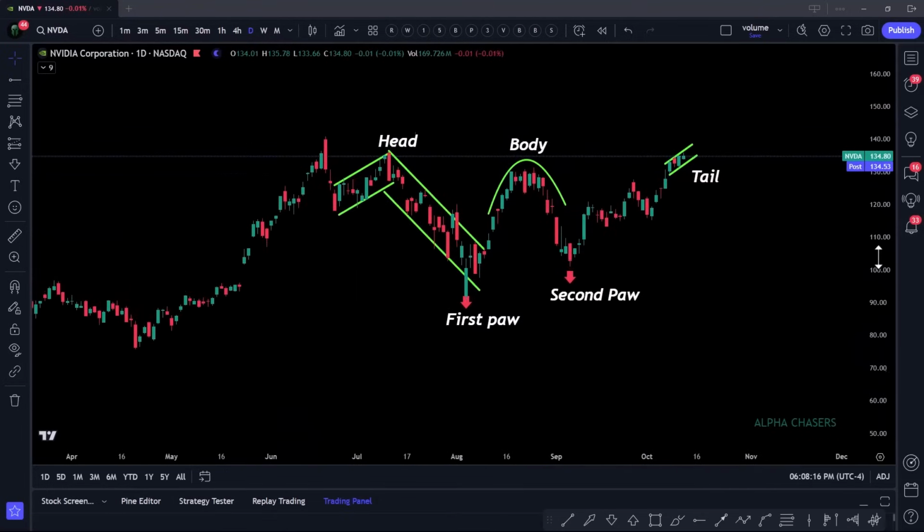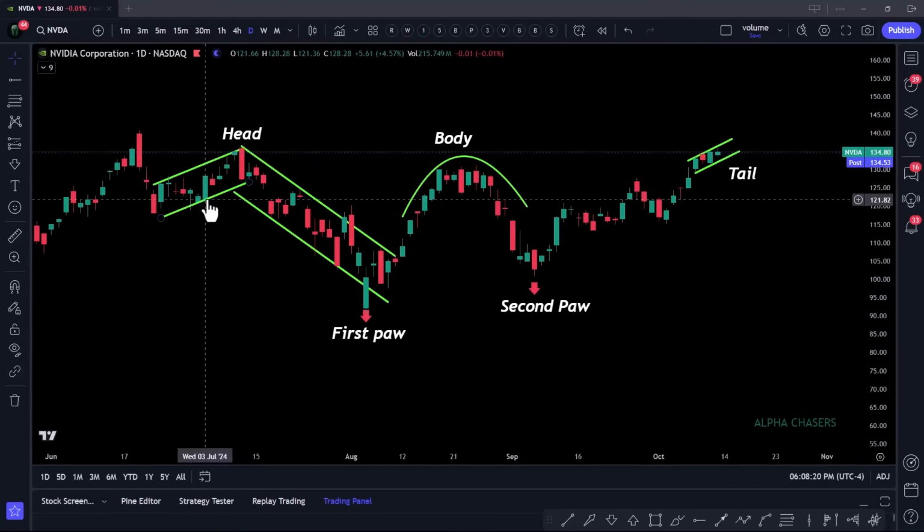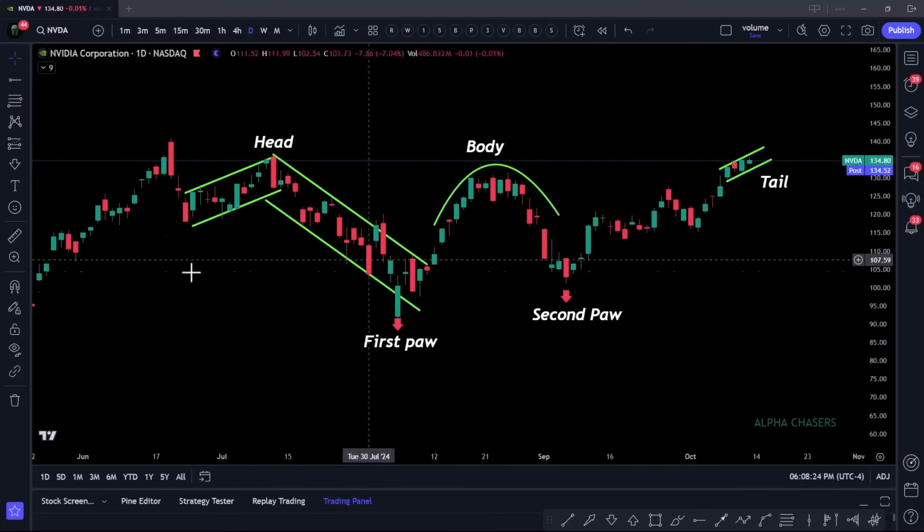Now, once you see this pattern and you understand it, and I'd recommend that you either screenshot this or save this video just so you have it, you start to look, and then you'll start to see it in other places.